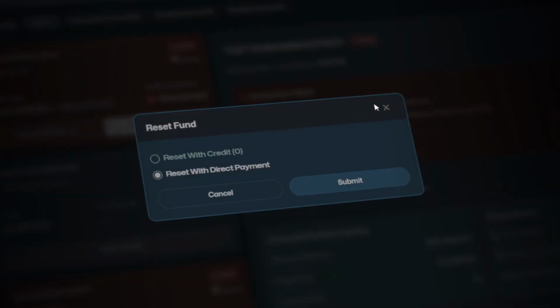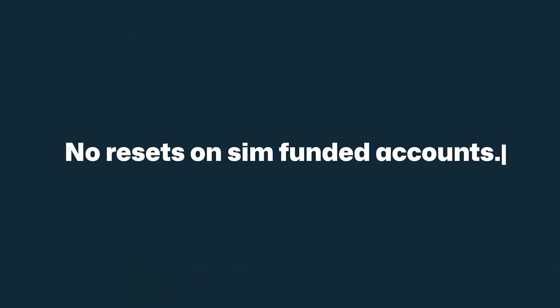If you do breach your max loss, your current account gets blown, but you can try again with a reset. Or if you blow a sim-funded account, you can go back to a challenge account. But keep in mind, we do not offer sim-funded resets. You have to go back to the challenge first.